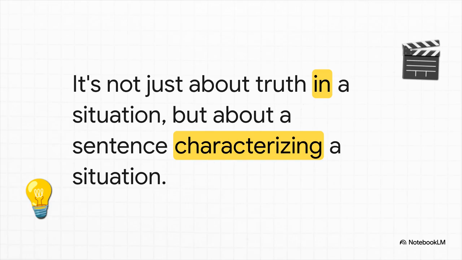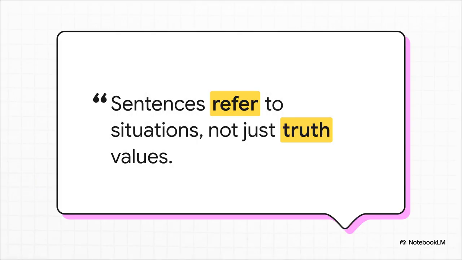The new idea is that the sentence itself is the description of the situation. It characterizes the whole thing. And that, right there, is absolutely essential if you want to understand stuff like cause and effect. This whole concept comes from a philosophical shift that basically said, hey, sentences aren't just about being true or false. Instead, the idea is that sentences actually point to, or refer to, the real situations out in the world. So meaning isn't just a simple on-off switch. It's completely tied to context.